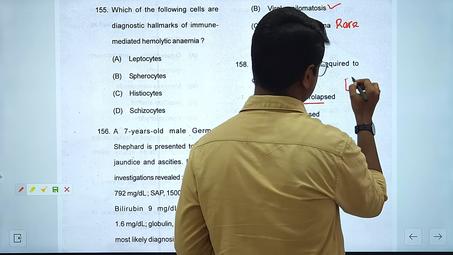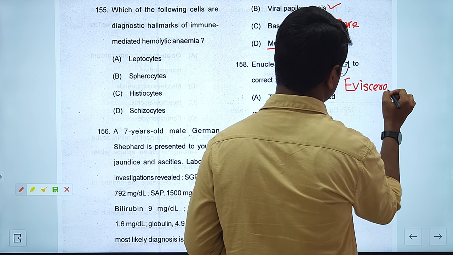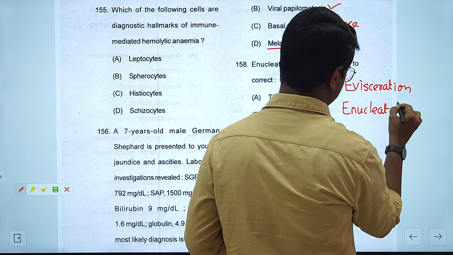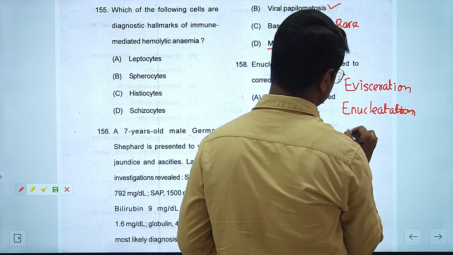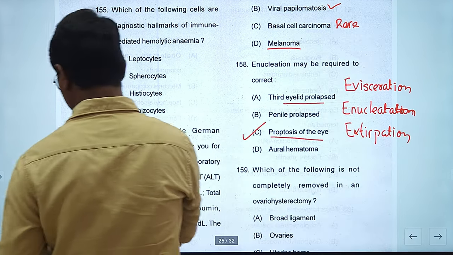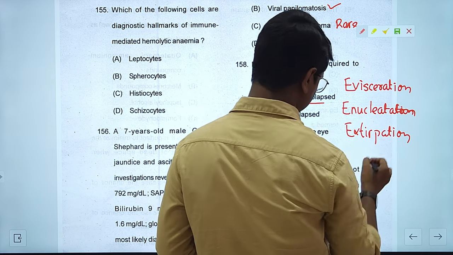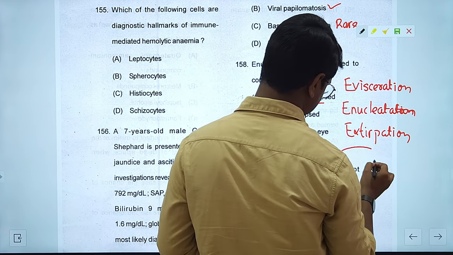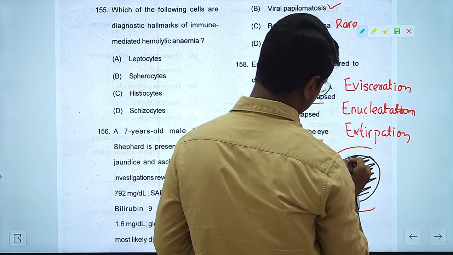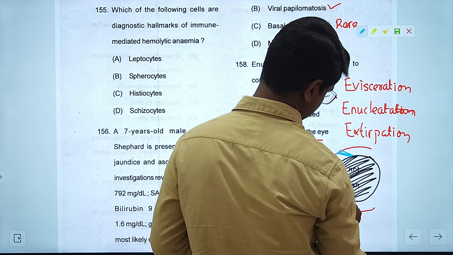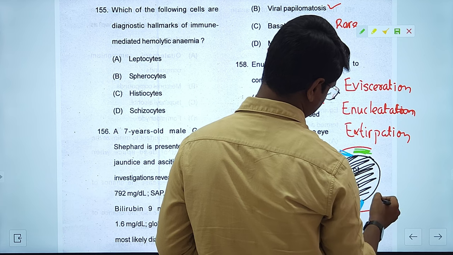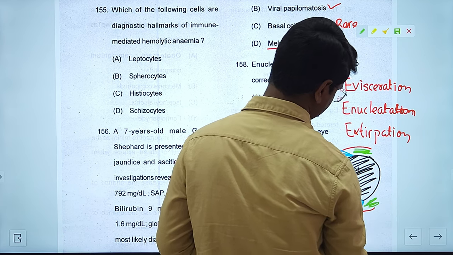You see, there are three terms regarding the eye. One is evisceration. Another one is enucleation. Another one is extirpation, or exenteration. So what actually happens? Suppose this is the orbit, and inside the orbit this is the eye, and you have ocular muscles, and also some ocular fat. In the orbit you will find some fat tissue as well.